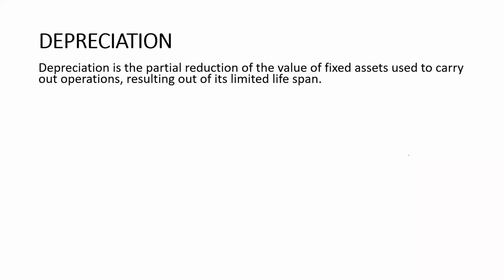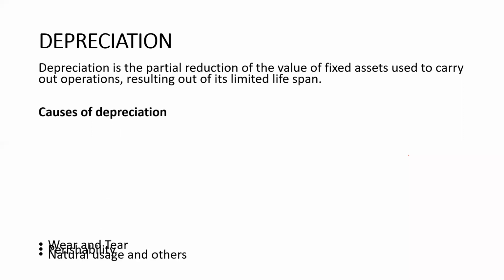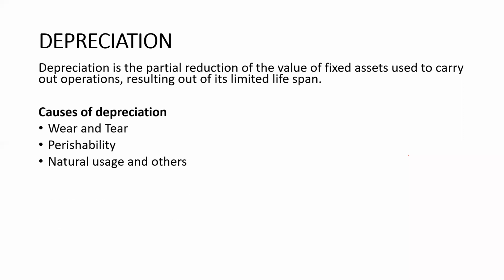If you buy something at some price today and you sell it at some price, there will be some amount of depreciation due to different causes, which we'll also be looking at. It is that amount of depreciation we want to look at in this course. So we look at causes of depreciation. We have wear and tear, we have perishability, we have natural usage, and others.